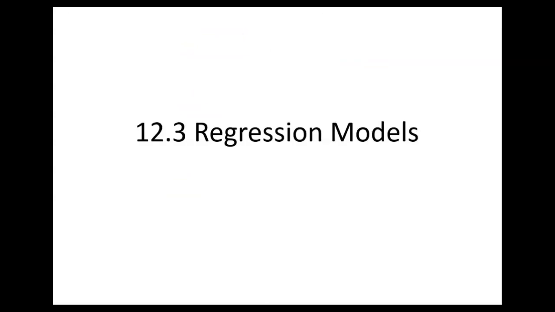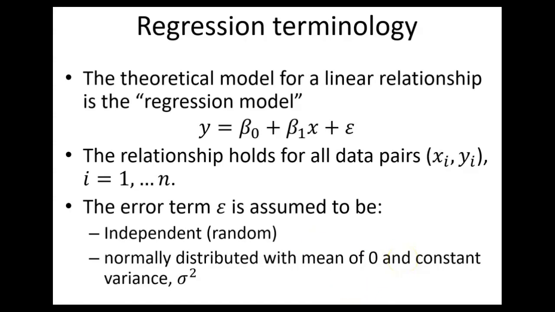So in section 12.2, we just talked a little bit about simple regression models and what they can be used for, with some empirical examples. And in this section, we're going to talk about the regression models themselves. So first of all, some regression terminology. The theoretical relationship for a regression model looks like this, with y as the dependent variable, and that's going to be a function of x, which is the independent variable.